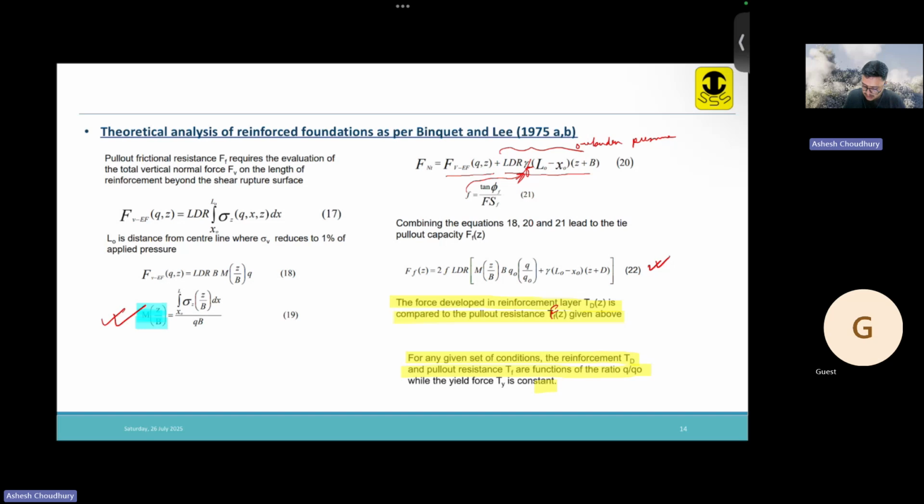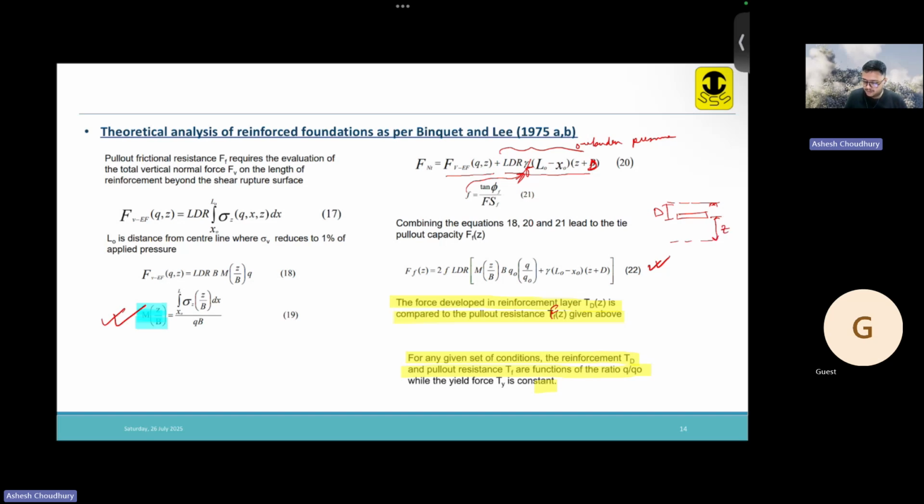Okay. So this should be Z plus D. Okay, so D is the depth of the footing below the ground level. So say we are having a footing like this. This is the ground level. So this is D. At any depth Z from here we are considering, right?